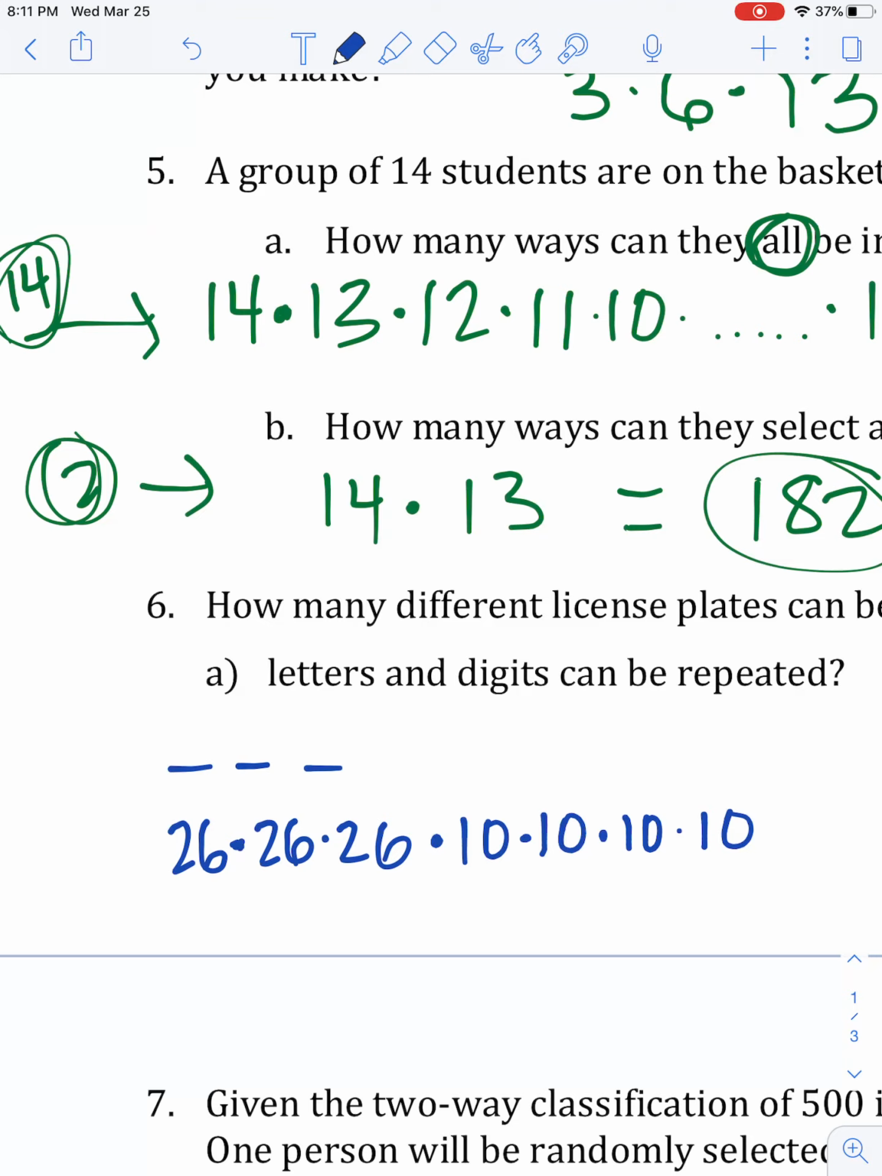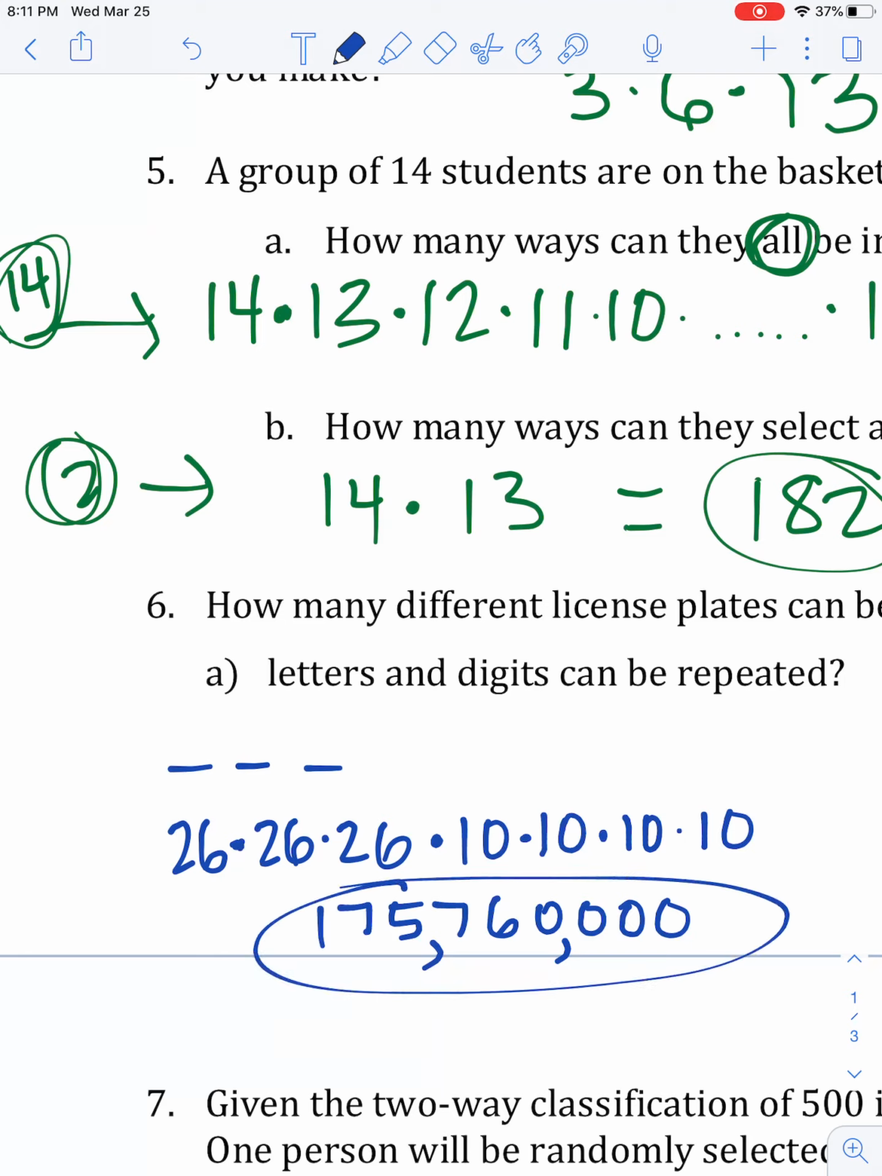So if I just do 26 times 26 times 26, I get 17576, and then I'm just going to put 4 zeros at the end of that. Then I could put a comma here and a comma here. So I get 175,760,000 possibilities.